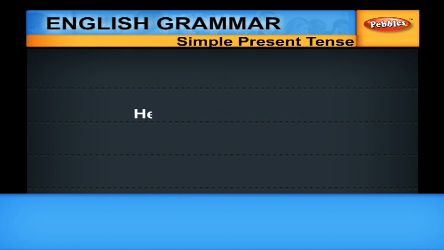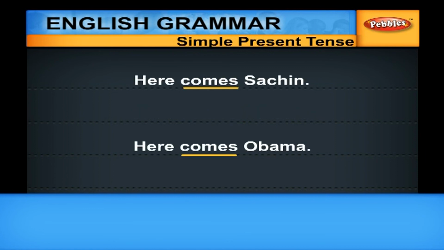In case of commentaries, we can use simple present to say, "Here comes Obama." No need to say, "Here Obama is coming." To express that immediacy, you can say, "Here comes Sachin." Here comes Obama. That is an acceptable form to give that emphasis to it. We can also use simple present to indicate a future action, and we will discuss it later.